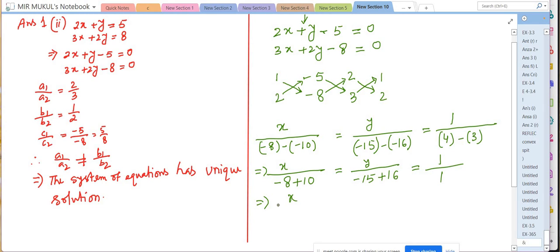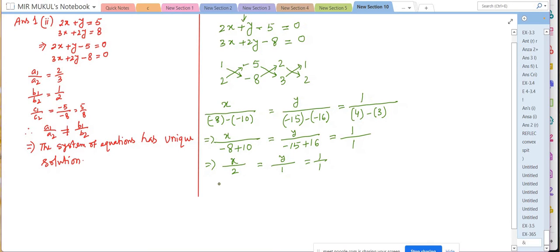So x divided by 2, y divided by 1, and that equals 1 by 1. So what will be the value of x, Sakshi? If we bring 2 this side, x is 2, and y is 1. If we put x equals 2 and y equals 1, then it is satisfied also. That means our answer is correct.